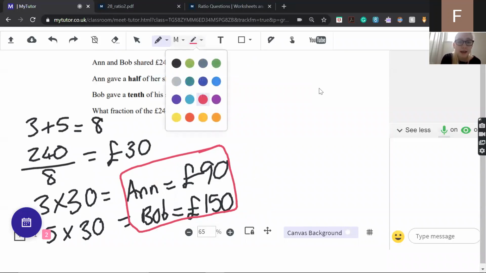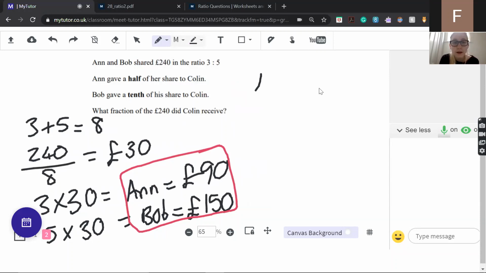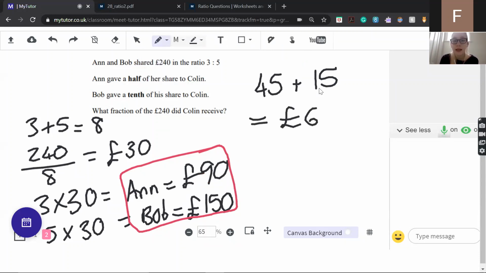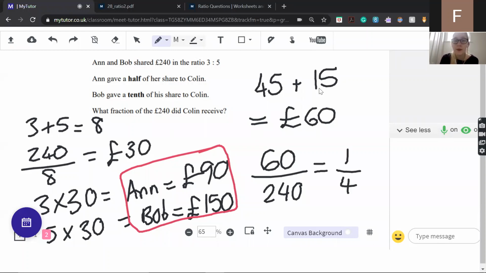And then Anne gives half of that to Colin, so that's £45. Bob gives a tenth of his to Colin, so that's £15. Hopefully you can see why I've just divided this by 2 and then divided this one by 10, which is £60, so that's how much Colin gets. And then what fraction of the £240 did Colin receive? Well, he received 60 of the £240, and then we can just simplify this. We divide the top and the bottom by 60, we get 1/4.